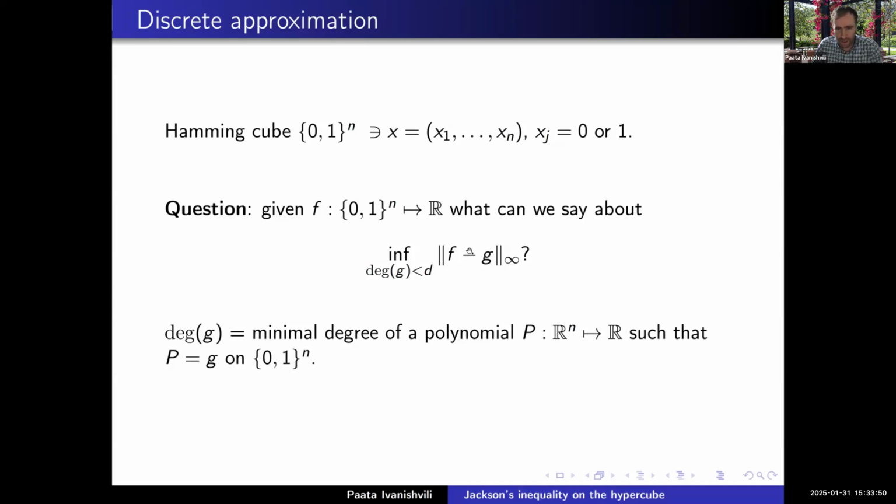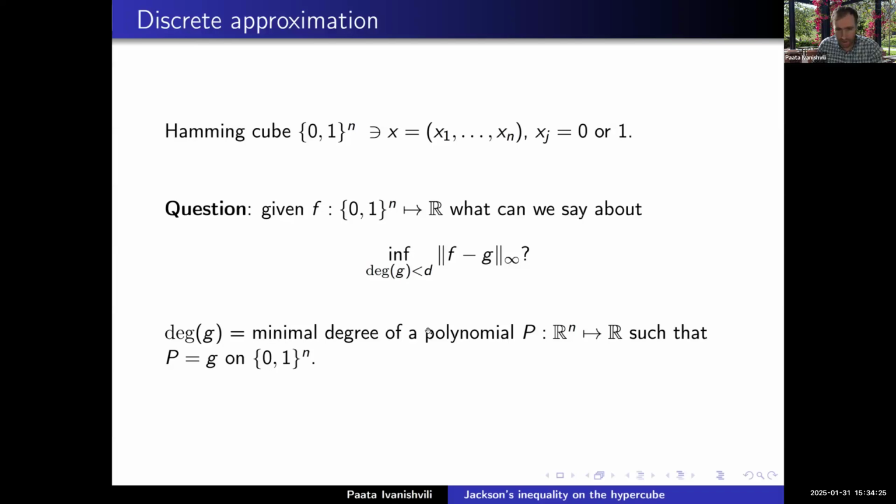So what we do, we take f, subtract g. G is a polynomial of degree at most d. I will say what is degree. It's also a function on the hypercube. But it's a polynomial of degree at most d. And then you take the maximum over all x's, over all zeros and ones, and then you look at the infimum of this difference. What can you say about this error? How small can it be if I give you some arbitrary function f, or if I give you some conditions on f? And what is the degree of a function on the hypercube?